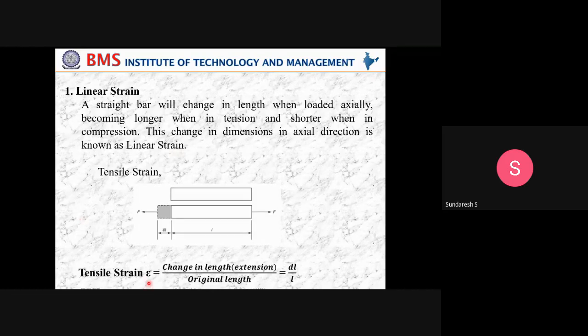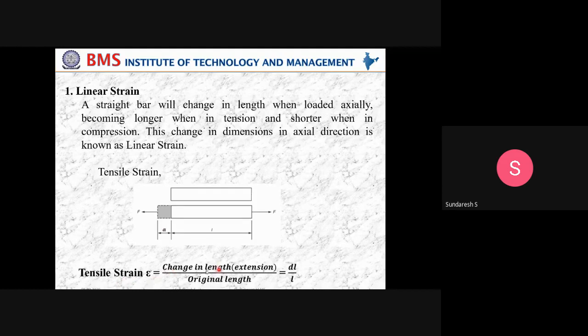So here, the diagram we are showing is a straight bar, a prismatic bar, which is subjected to a tensile load F, and its original length is L. Due to the application of the tensile load, its length has been increased by an amount dl. The amount of increase in the length is dl. Original length was L, right? Since the loading is tensile in nature, the corresponding strain is also said to be a tensile strain. So if the load is a tensile load, the strain is also said to be a tensile strain.